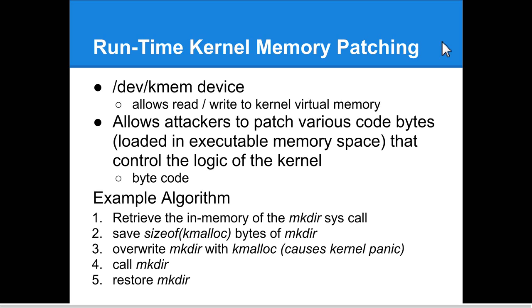So the example algorithm is this: if you wanted to replace the code for mkdir, which makes a new directory, a new folder in Linux, the algorithm would be to retrieve the in-memory bytecode of the mkdir syscall and save however big it is. Then you save your attack code. In this instance, we're just going to replace it with kmalloc, for an example, the size of that into the mkdir space, which overrides it. This will cause a kernel panic and can cause a crash. But after that, you call mkdir, and if you want to restore the original functionality, you restore it when you're done.